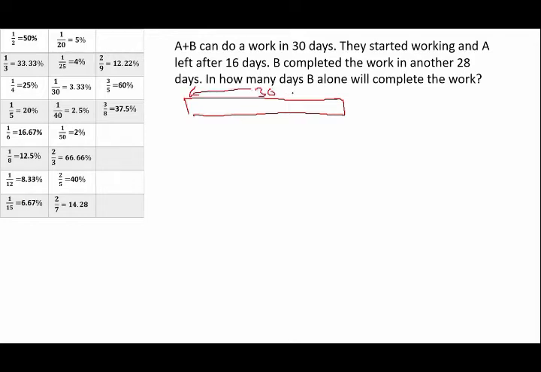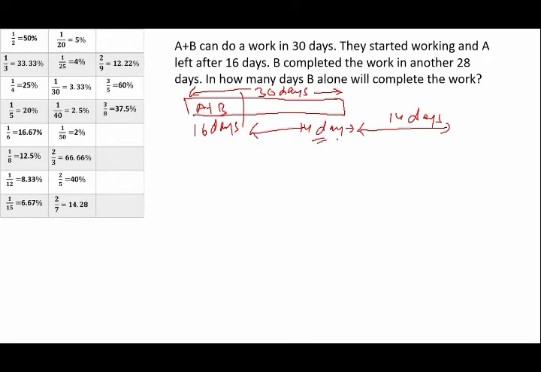Suppose this is our whole work and it was to be done in 30 days. A and B worked for 16 days and they were supposed to work for another 14 days. But A left, and instead of working for 14 days, B worked a total of 28 days, which means B worked for 14 days and then again 14 days, which means that B is doing the work which A didn't do.